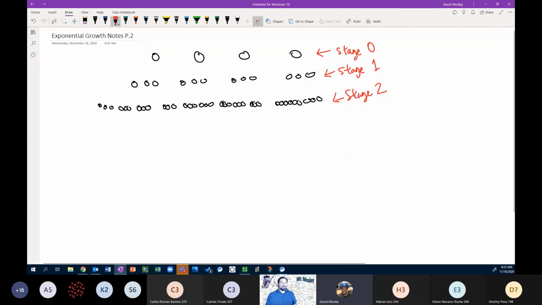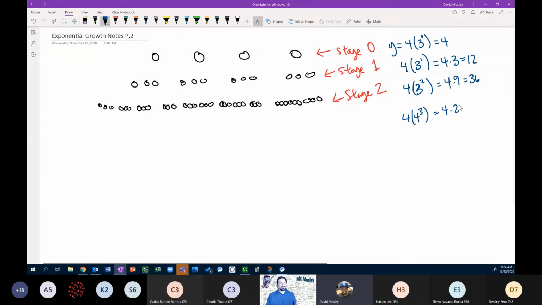All right. And this works, right? If I calculate using the rule y equals 4 times 3 to the 0, this gets 4. 4 times 3 to the 1 is just 4 times 3, 12. 4 times 3 squared, 4 times 9 equals 36. And so on.